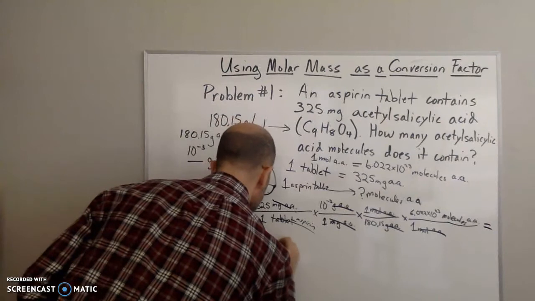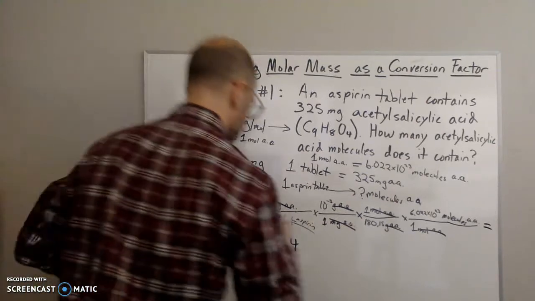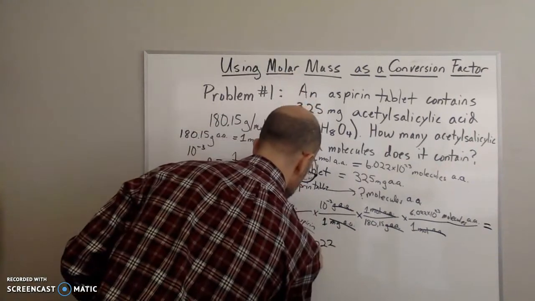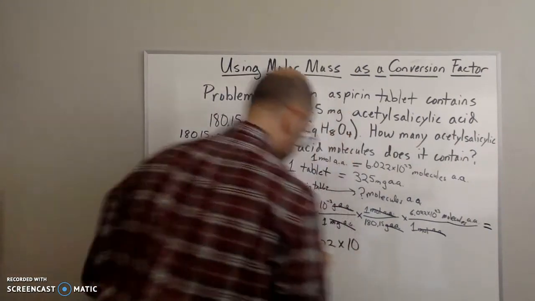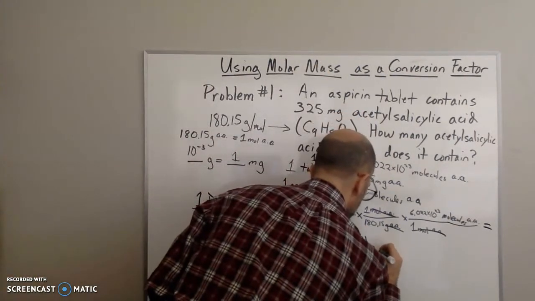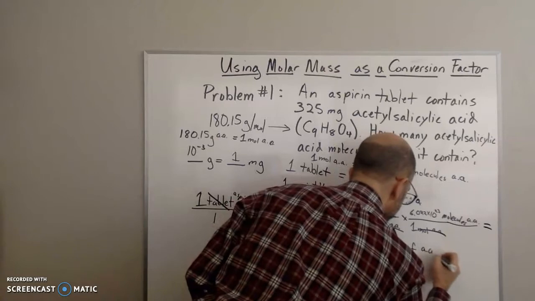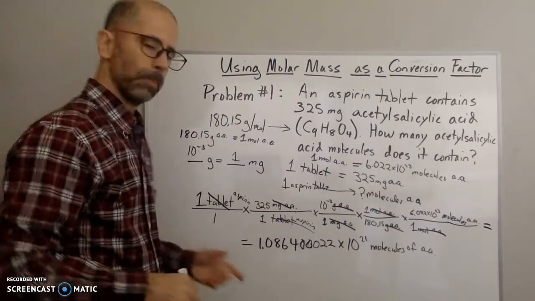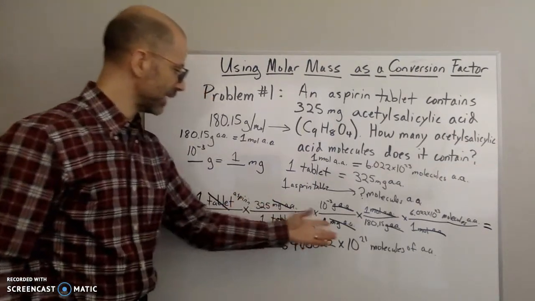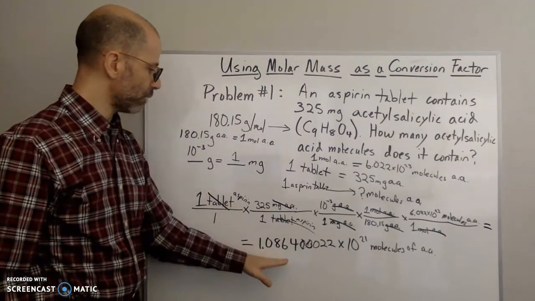I get 1.0864, and then I get a bunch of other numbers, 0, 0, 0, 2, 2, whatever, times 10 to the 21 molecules of acetylsalicylic acid. Now, we've done our calculation. We set everything up correctly. Everything cancels out correctly except for molecules. And so we should have the right answer.